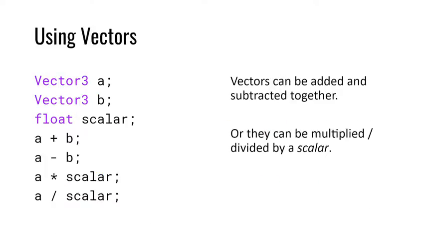And with vectors, you can also modify them by adding them together, subtracting, or multiplying and dividing them by a scalar. If you add or subtract vectors, it basically adds the XYZ components together individually. And for multiplication and division, it multiplies or divides each of the components by that value.